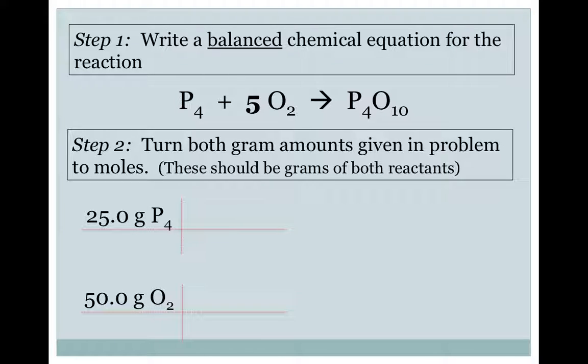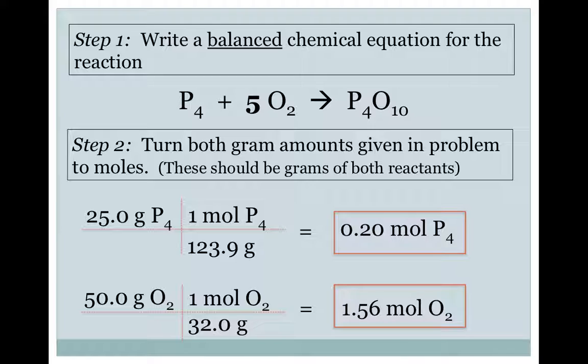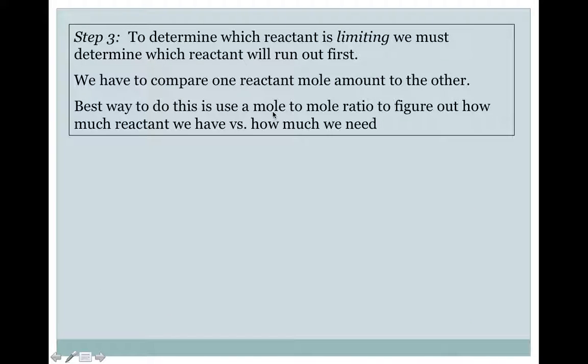Like a lot of things we've done, we're going to take the starting amounts and turn them to moles by dividing by the molar mass of the reactants. So I have 0.2 moles of the first reactant, P4, and 1.56 moles of the second reactant, O2. The next step is to determine which one is limiting, which one runs out first.